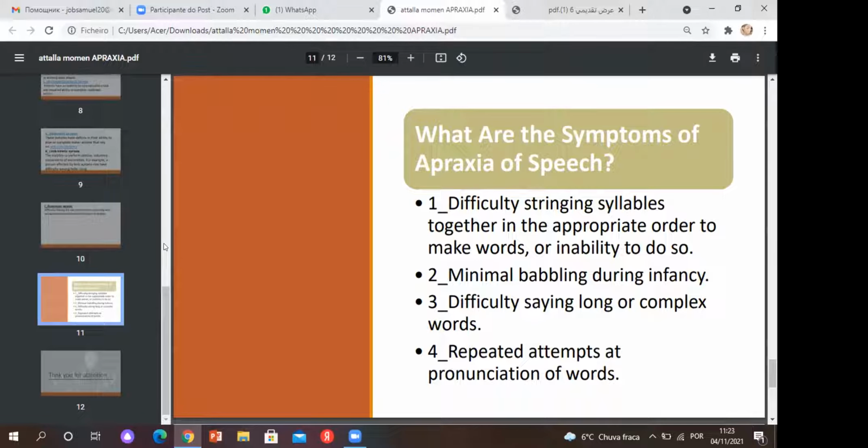And also the symptoms of apraxia of speech. First one, difficulty stringing syllables together in the appropriate order to make words, or inability to do so. Second one, minimal babbling during infancy. Third one, difficulty saying long or complex words. Fourth one, repeated attempts at pronunciation of words.